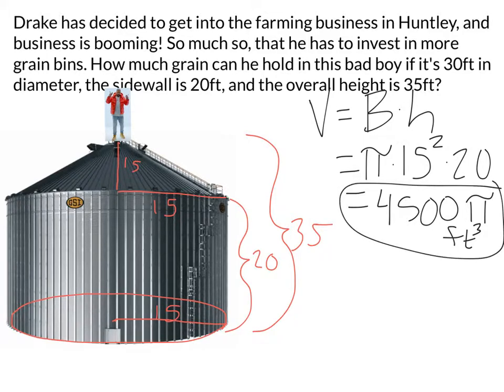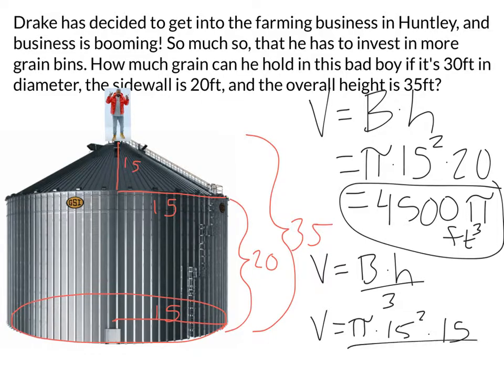Now we're talking about the cone up top. It's a similar formula, area of the base times my height, but we divide it by 3. So let's plug some numbers in. The area of my base is going to be the same as the area of the base of the cylinder, because it's sitting on top. So that's pi times 15 squared times my height, which in this case is 15, not 20. And all of that gets divided by 3. I'm going to plug these into my calculator without the pi, so 15 squared times 15 divided by 3.